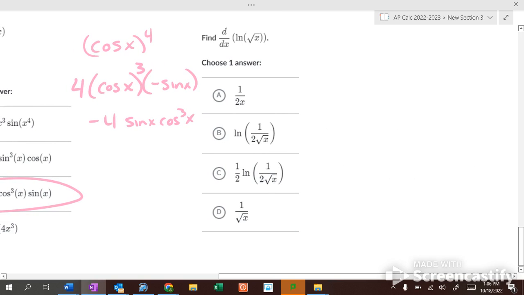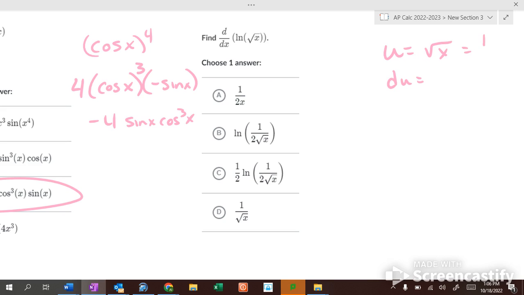ln, this one's a little harder. ln of the square root of x. So since it's a little harder, I'm not going to take the shortcut. I don't know how to take the shortcut on this. What is u? Square root of x. What's du?